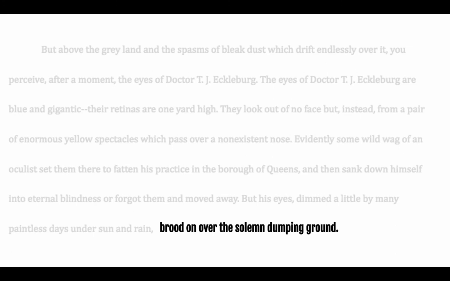So the result is this last line, that the eyes of the billboard keep looking out over the solemn dumping ground that characterizes the Valley of Ashes.